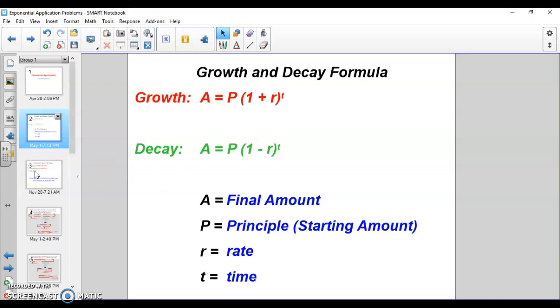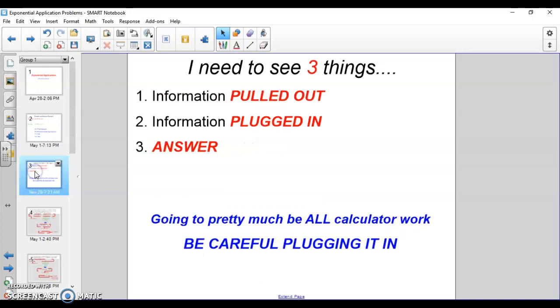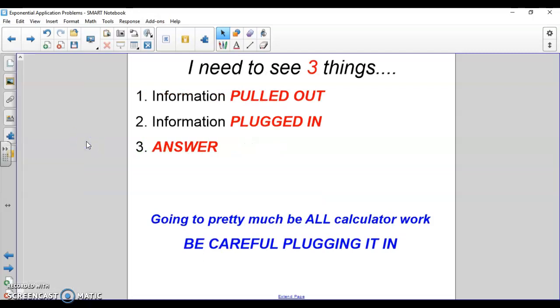As always, I have more work than I probably need to show. I'll tell you on the next slide what I need to see from you guys. I need to see 3 things in every problem when you give them to me. There's not much work you're going to show. If you want to show more, go for it, but it's pretty much all calculator work. An actual calculator works the best versus a phone, so if you have that handy, that'd be helpful. It doesn't need to necessarily be a graphing calculator, just needs to be a calculator. I think that would be the best. But I need to see the information pulled out, I need to see it plugged in, then I need to see the answer. Those are the 3 things, and I'll show you what that looks like.